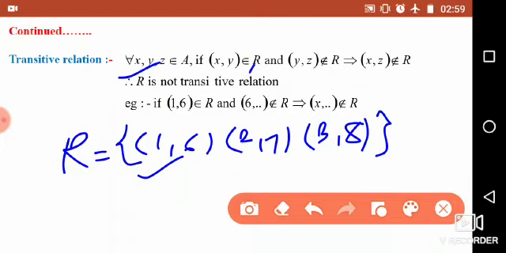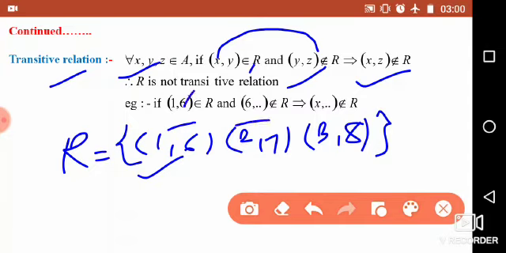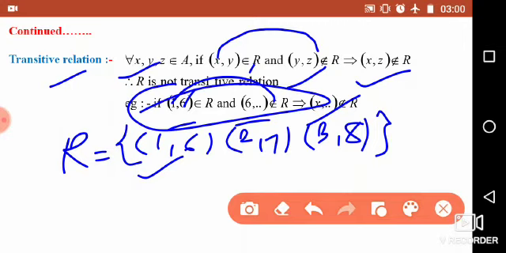and (y, z) is not there in this relation. Therefore obviously (x, z) is also not there in the same relation. Hence the given relation is not transitive. You can check (1, 6) belongs to R, but there must be an ordered pair which starts with the second element of the first ordered pair, that is (6, something), and (6, something) is not there in the relation R. This type of relation is not transitive.